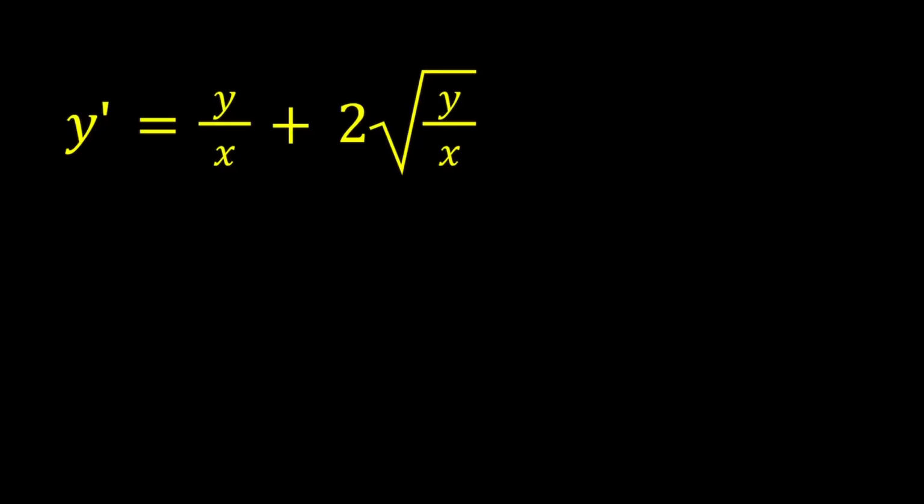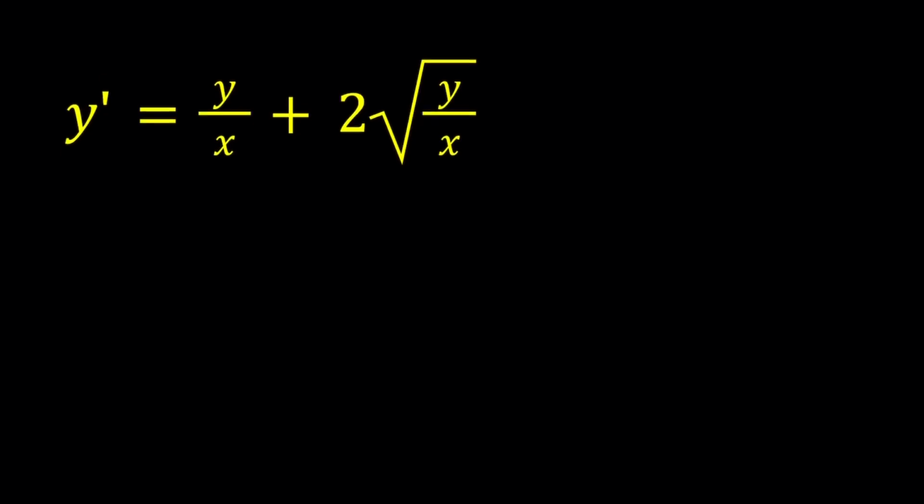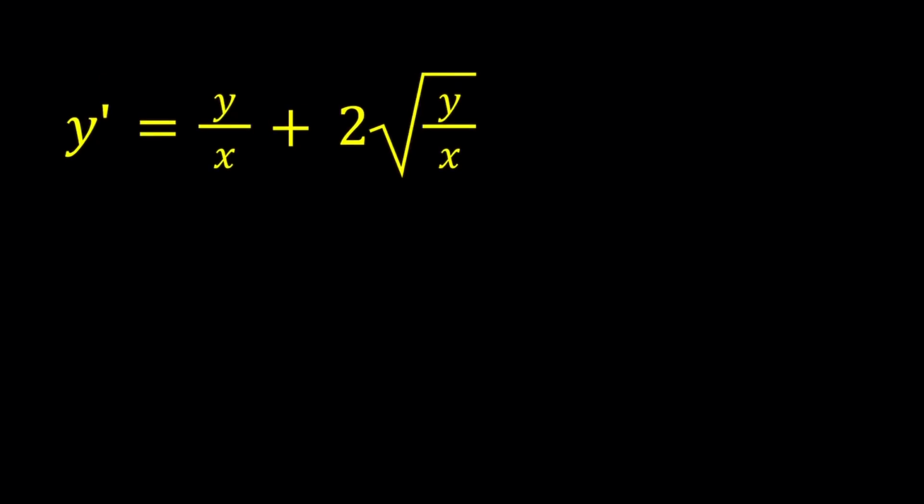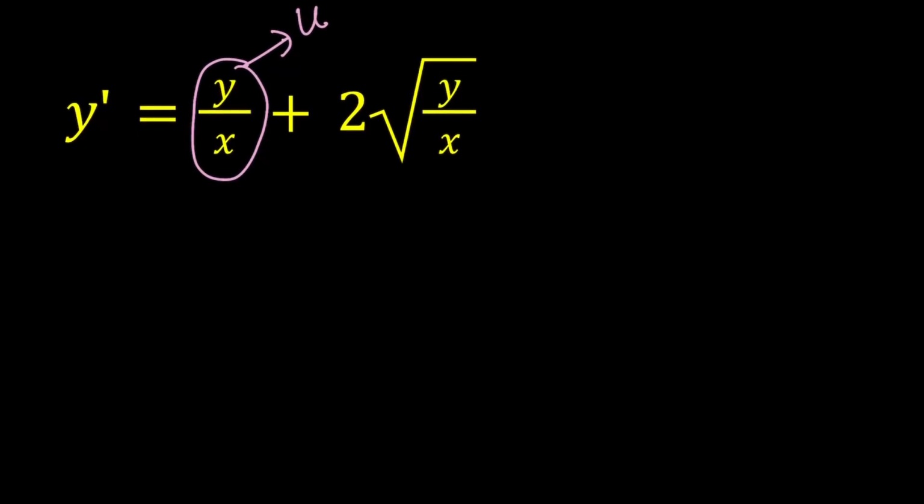So let's go ahead and solve this equation by using a different variable for y over x. So let's set y over x equal to u, and then from here we're going to get y prime equals u plus 2 times the square root of u. Now obviously this assumption means something so that we can evaluate y prime from here. So let's go ahead and write it down.